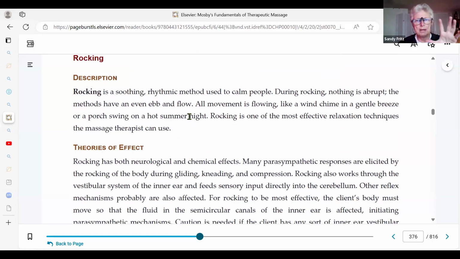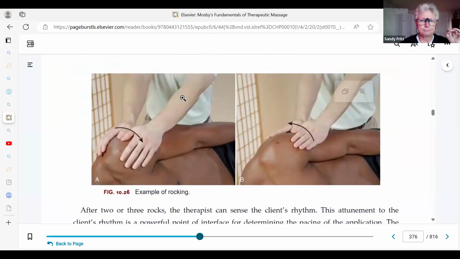Rocking, moving around the body and rocking the body, is soothing. It's an excellent assessment, and I use it as my main transition from one part of the body to the other.